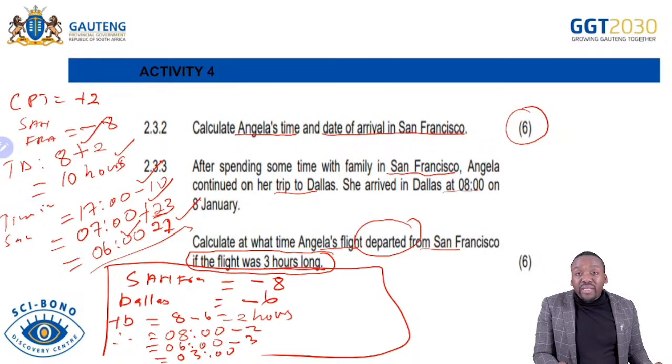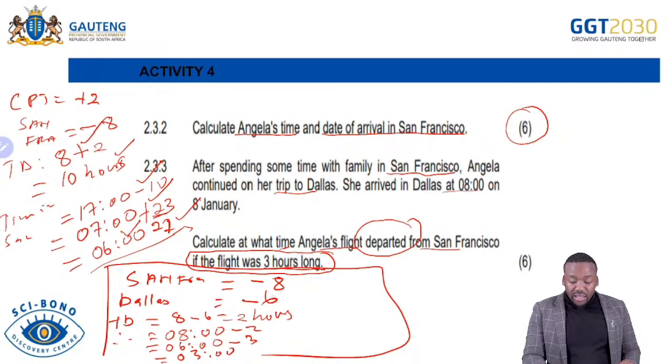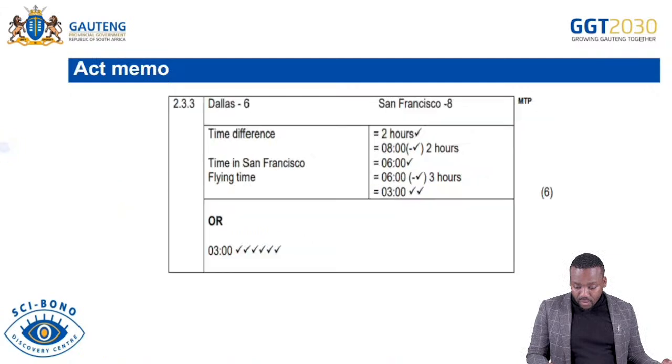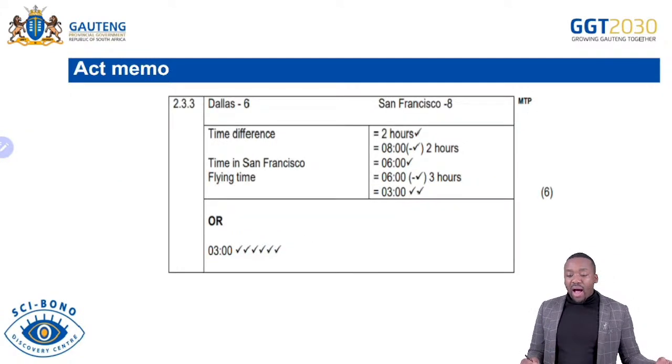Right? They did not say date. They just said what? Time. Let's check whether we are correct. Step 1, identify your 2 time zones. Step 2, calculate time difference. Step 3, we calculate time by either adding or subtracting. Then we check that, oh, Dallas, San Francisco is on the left. Therefore, hence we subtracted. Then here, it is the what? The flying time. Let's check if we are correct. There, we are correct.